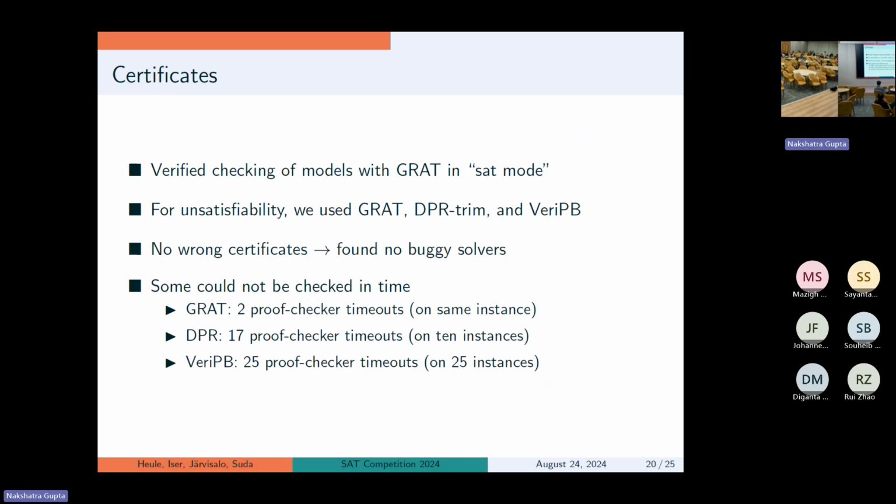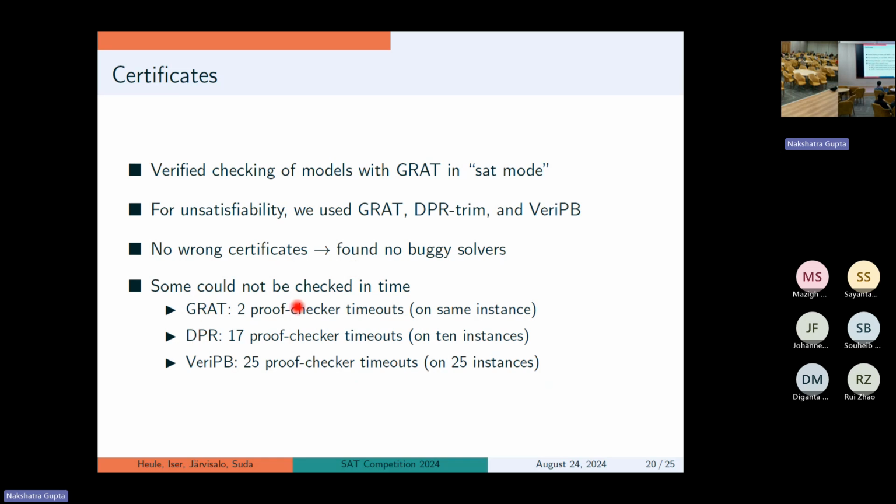There were no wrong certificates, so we found no buggy solvers. So apparently debugging for outputting a certificate really helps to raise the quality of solvers. So this is one exciting result also of this competition. So some could not be checked in time, and this year was the first year where we penalized the timeout also for proof checker timeouts, right?